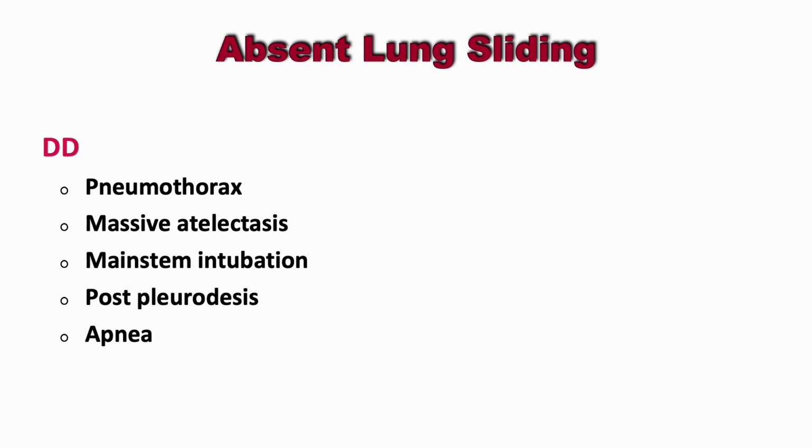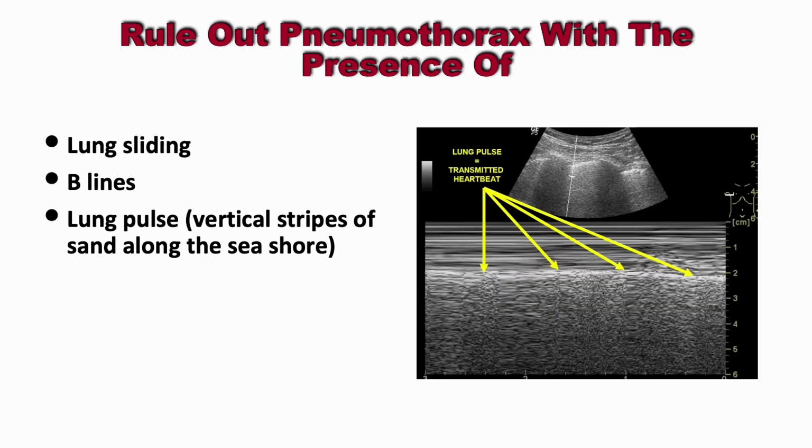If you see absent lung sliding, it does not necessarily mean pneumothorax. We have a list of differential diagnoses: the presence of massive atelectasis, mainstem intubation in a mechanically ventilated patient, post-pleurodesis, or an apneic patient. Rule out pneumothorax with the presence of 3 signs: lung sliding, B lines, and lung pulse.